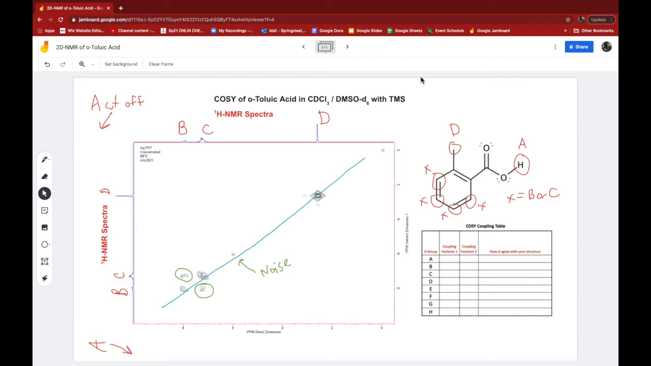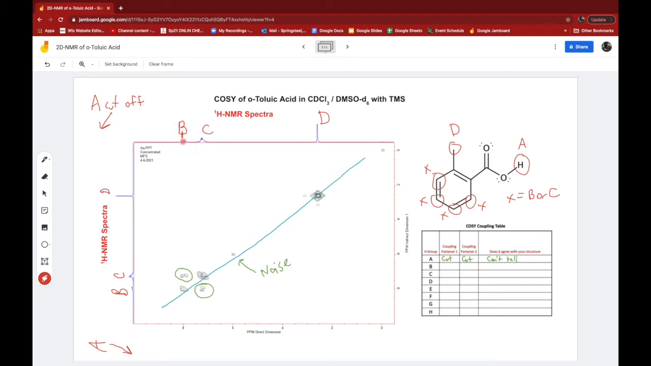All right, so now let's look at the other ones. Let's start filling in the table. I'm going to fill in my correlation table. Zoom in on my end. Okay, so hydrogen group A, coupling partner 1 or 2. A was this one. It would have none, but I cut it off by accident. Ugh. I didn't actually cut it. It auto-processed and cut out, and I didn't realize it. I should have. It was the end of the day. I was hungry. So does it agree with structure? Can't tell.